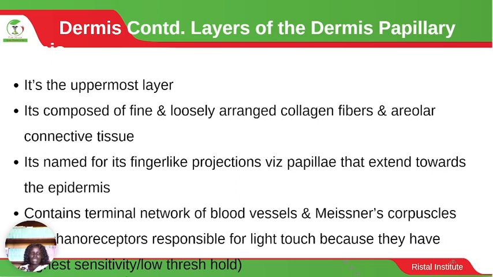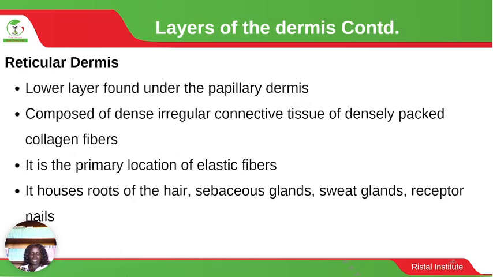It contains a terminal network of blood vessels and Meissner's corpuscles, or in brackets, we can say mechanoreceptors responsible for light touch, because they have the highest sensitivity or low threshold. So any simple touch, anything that falls on the skin, they can be able to detect it.